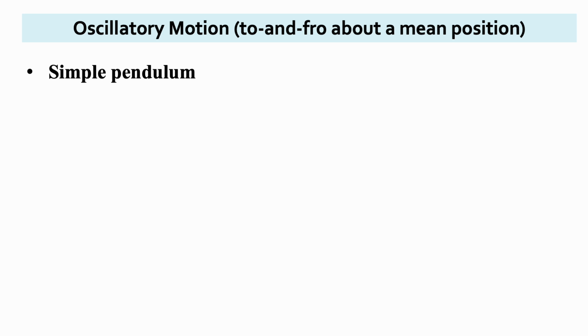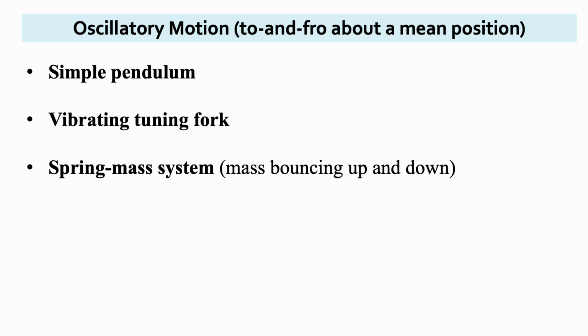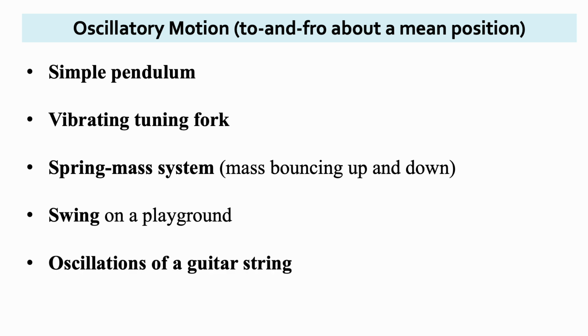So let me provide you a list of common examples of oscillatory motion. Simple pendulum, swinging side to side. Vibrating tuning fork, its prongs move back and forth. Spring mass system, a mass that bounces up and down. Swing on a playground, classic oscillation. Oscillations of a guitar string, it moves rapidly to and fro.